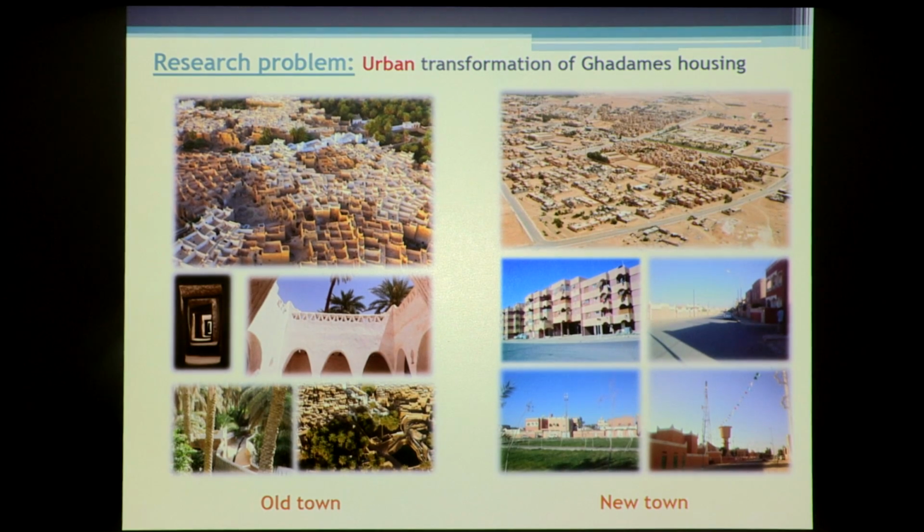The other thing is the urban issues, where the problem starts, to be honest, with the radical transformation of the urban structure between the old town and the new town. As you can see, the very compact urban structure, and that's where the new town is quite open plan, spiral urban design.